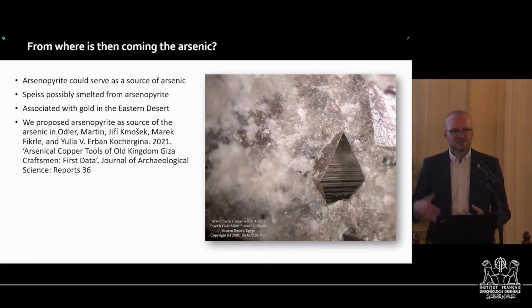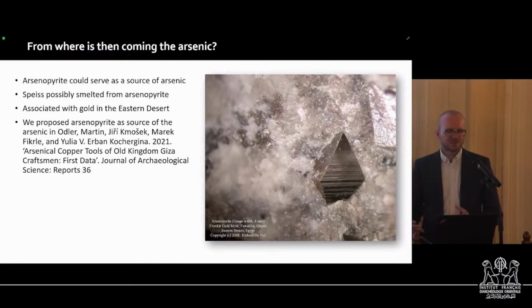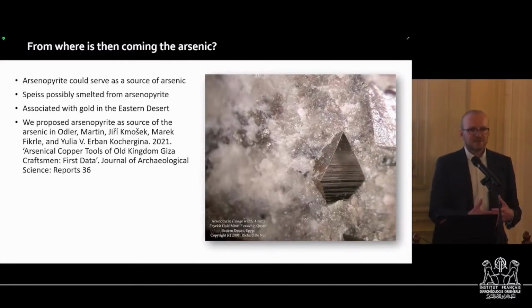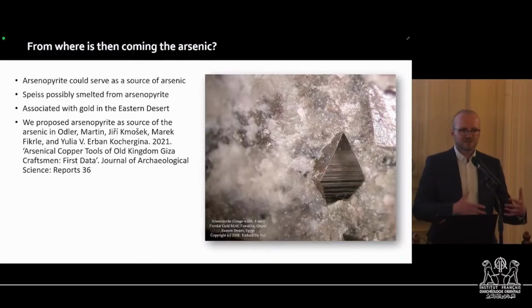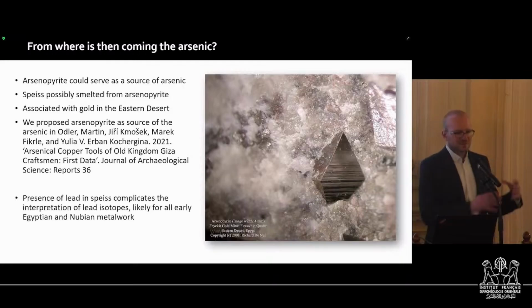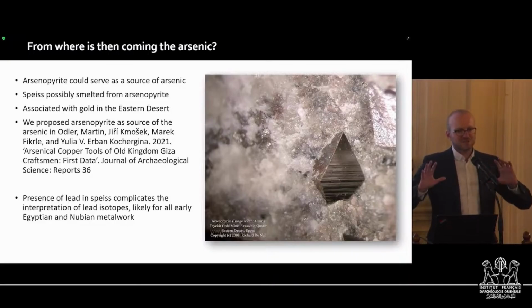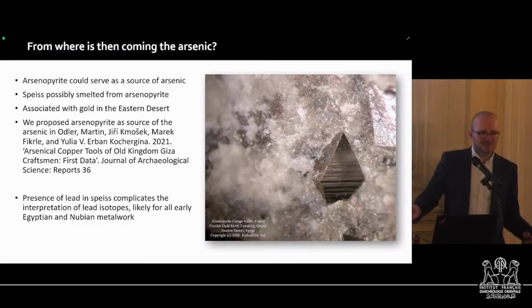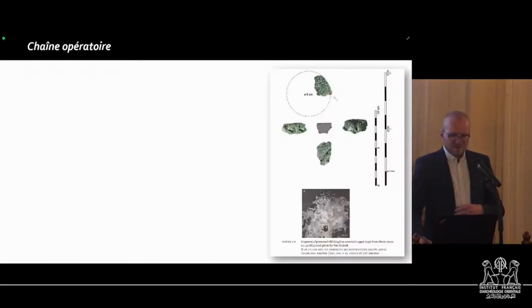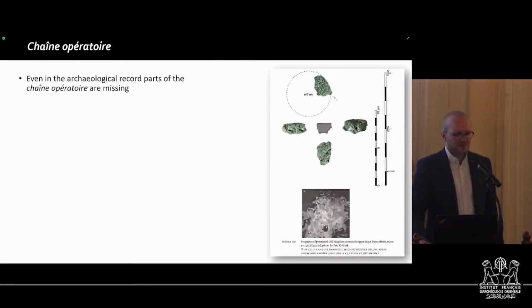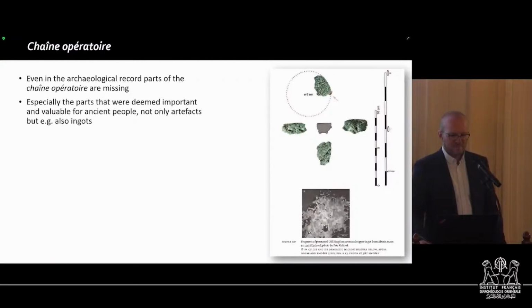And we already proposed this in the paper about the chisel tools, but then we were thinking about another process, not the use of speiss. But now, at least based on Elephantine and on some other samples that we already studied, because now we know what we are looking for, it looks like it was much more widely dispersed. And because there is lead in speiss, it complicates beyond measure the interpretation of the lead isotopes for early Egyptian metalwork, because we need to start to interpret it again. So in the chaîne opératoire, even in the archaeological record, some of the parts can be missing, and especially parts that were deemed to be important and valuable for the ancient metalworkers.